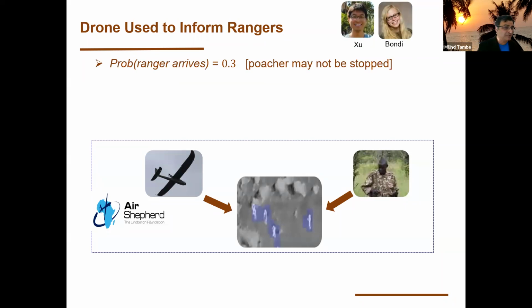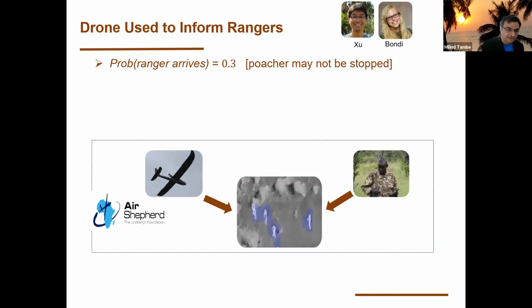However, we have very few rangers out there. So the probability the ranger arrives might be 0.3. So there are many instances where we can spot a poacher, but we can't get a ranger to go there and stop them. So what do we do?